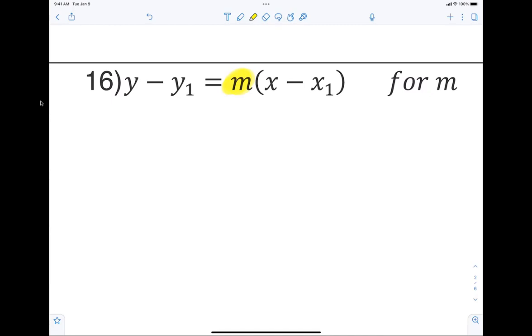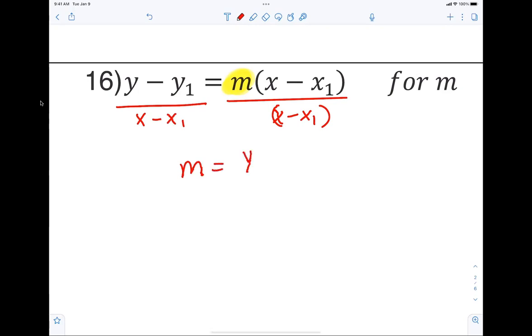First, you would divide by M. We're solving for M. We don't want to get rid of the M. That's exactly right. You're dividing by X minus X1. So M is equal to Y minus Y1 over X minus X1.